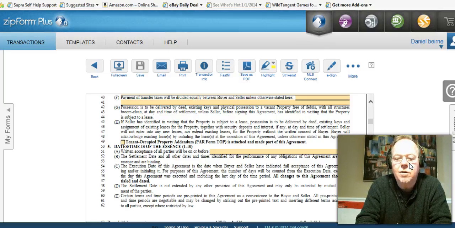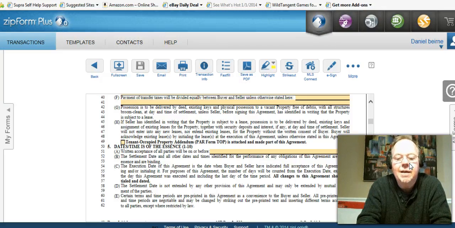All changes in this agreement should be initialed and dated. The common way to do it is to put a line through the change so everyone can see what it is that you're changing. Put the new term above it so everybody can read it, and both buyer and seller initial and date the date that they made those changes.